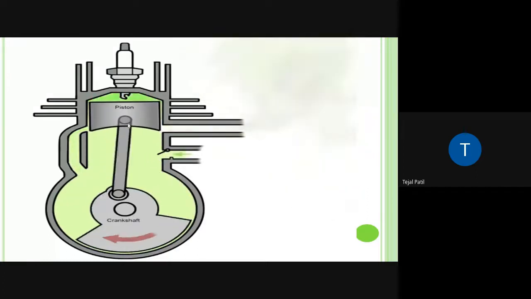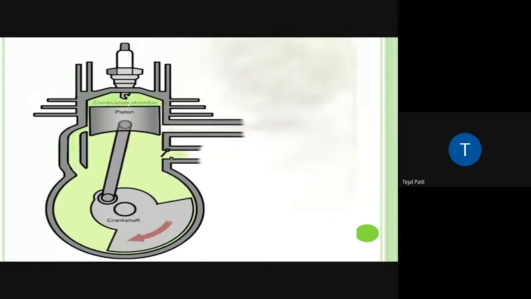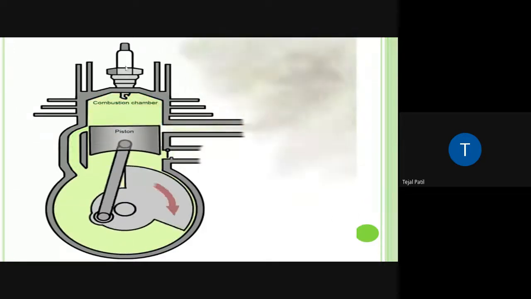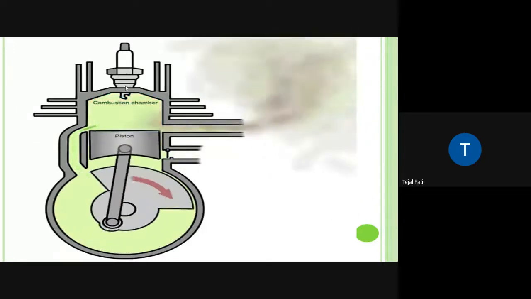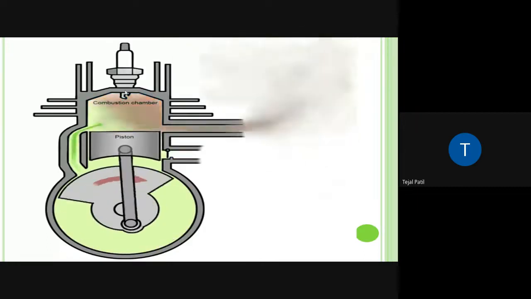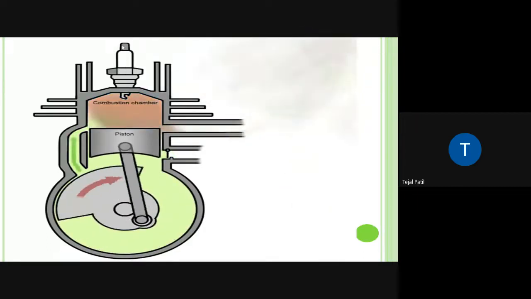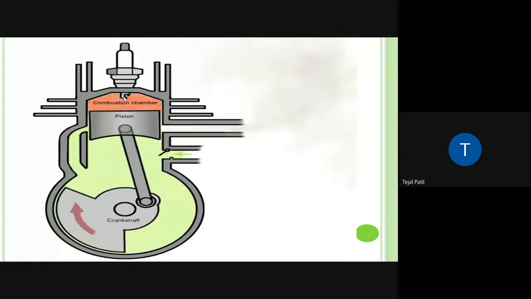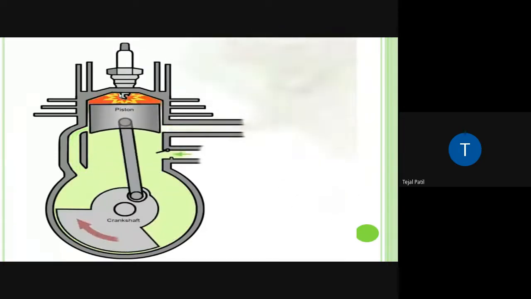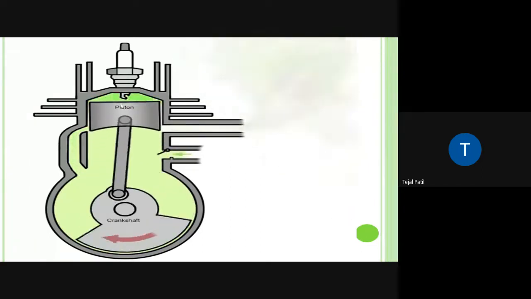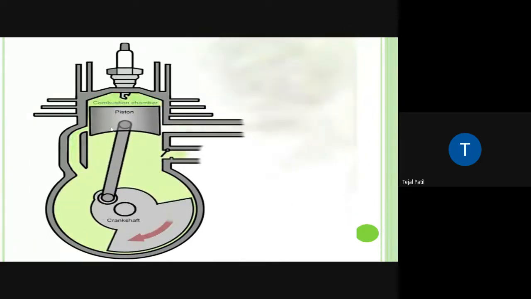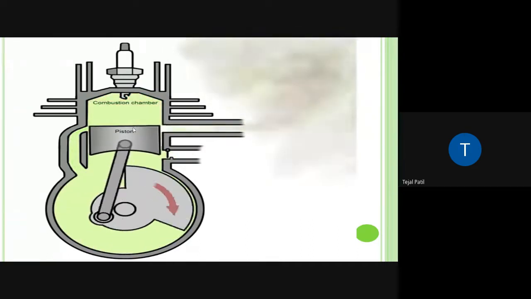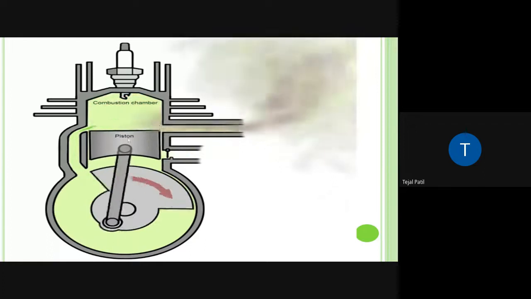Now when it reaches the combustion chamber, what will happen? The piston is moving upward, which means it compresses that charge. At the end of the compression, the spark plug induces a current in the case of the petrol engine, or the fuel injector injects the fuel in the case of the diesel engine. Once combustion starts over here, it exerts a heavy force on the piston, and the piston moves downward.